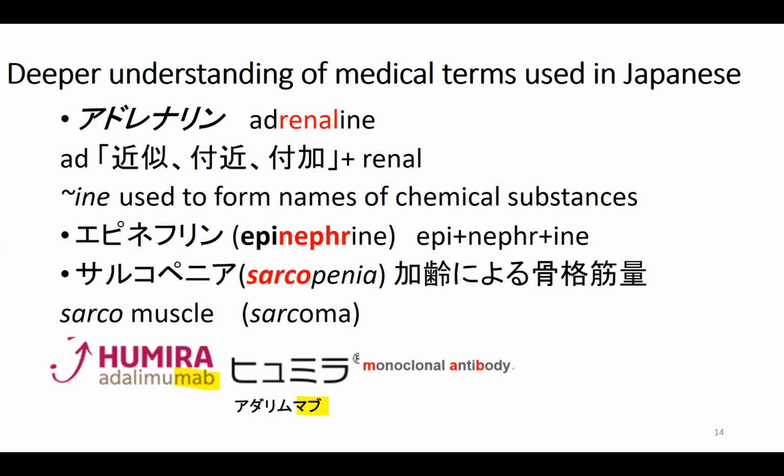Epinephrine is another name, and it's what they use in America more than adrenaline. Again, epi is like in epidemic, meaning on, and nephr- refers to the kidney. So it's the same as adrenaline: a chemical from on top of the kidney. Yes, the adrenal gland is on top of the kidney.